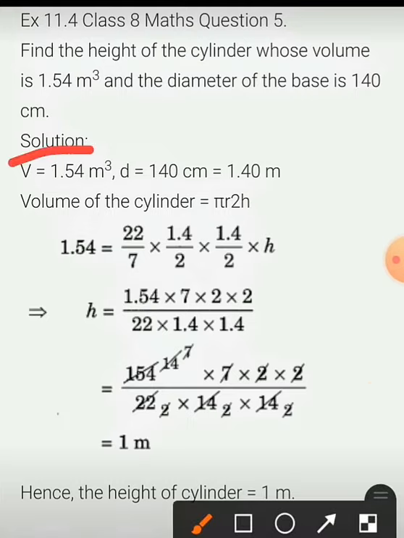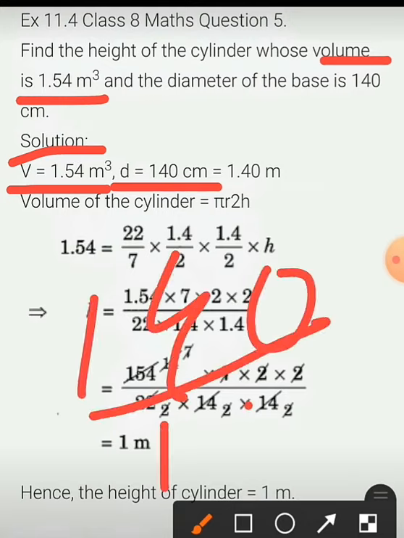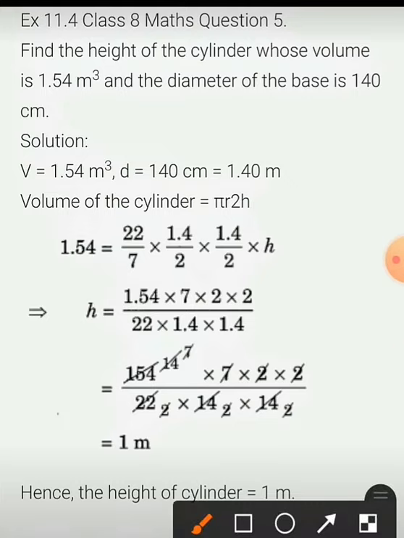In the solution part, first we will write down whatever is given to us. Volume is 1.54 meter cube. Then diameter is given, 140 centimeter. We will convert this centimeter into meter, so we divide 140 by 100, and our answer will be 1.40 meter. So this conversion you have to do. Now we have the diameter also in meter, and the volume is also in meter.